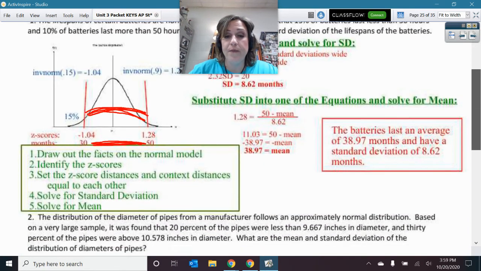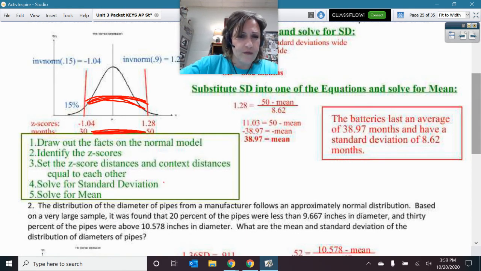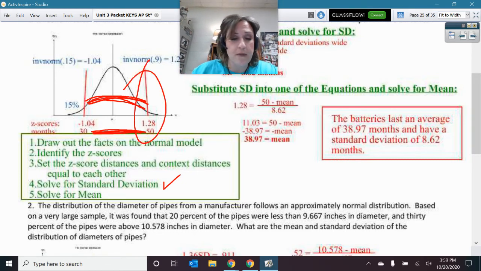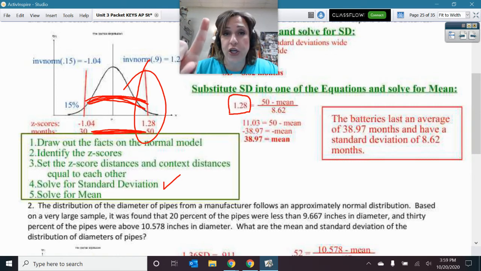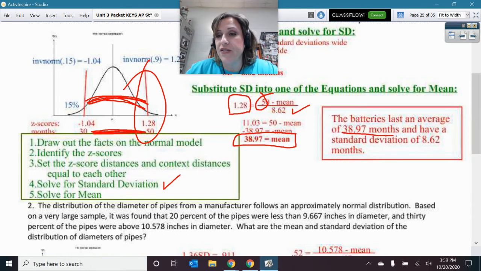All right. So once you have solved for the standard deviation, now substitute it back into one of your locations. Doesn't matter which one. Each location is an equation. So I usually pick the positive one if there's a difference in the positive and negative. So I got a z-score of negative 1.28, or I'm sorry, positive 1.28. And there's my x minus the mean over, and then there's that standard deviation that I just found a moment ago. Now, algebra and solve, and that gives me my mean of 38.97 months. So the batteries last an average of 38.97 months with a standard deviation of 8.62 months.